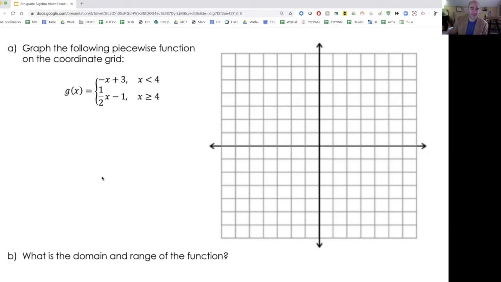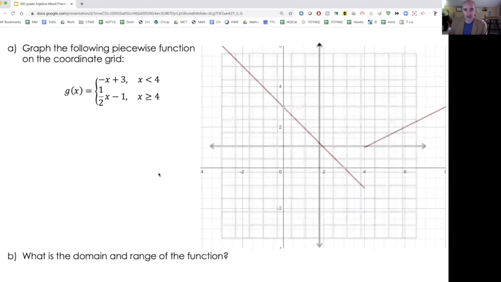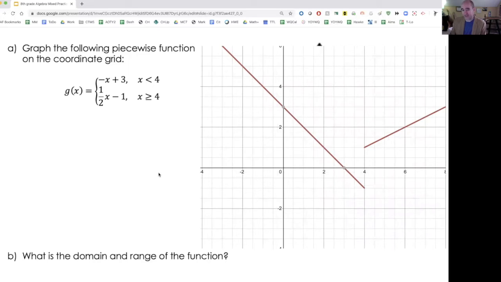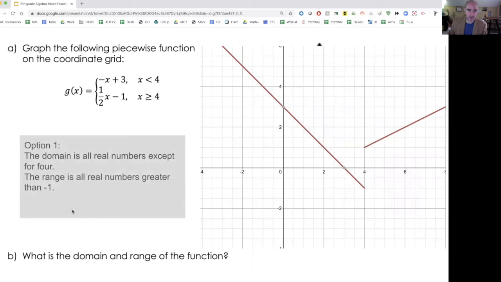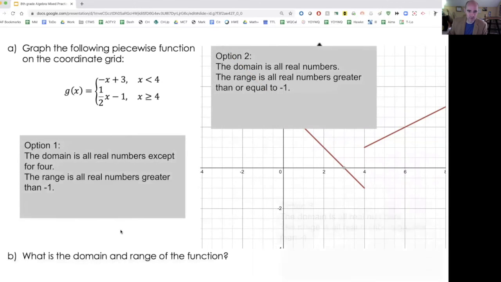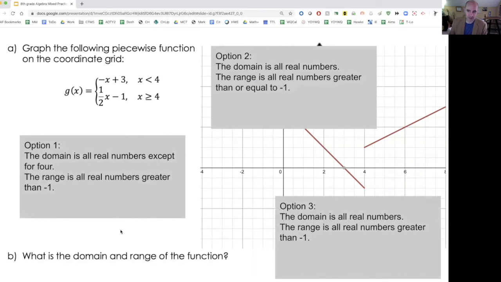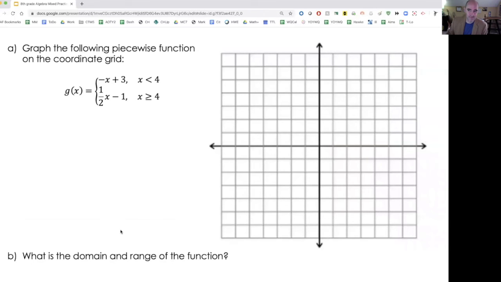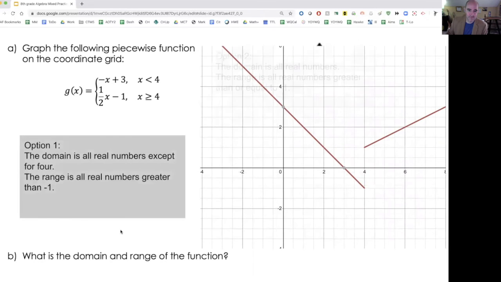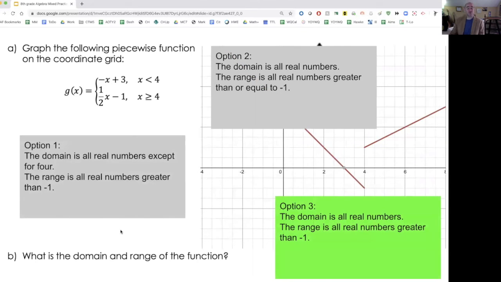All right, welcome back. Hopefully you've graphed this function and you have a sense of what the domain and range are going to be. Your graph should look something like this. Notice I've left off the arrows and dots in the very end because we have a couple questions for you. For finding the domain and range, we have 3 options. Option 1, option 2, option 3. Read these options to yourself and be prepared to share which one you believe is correct. That's right. It was this one.